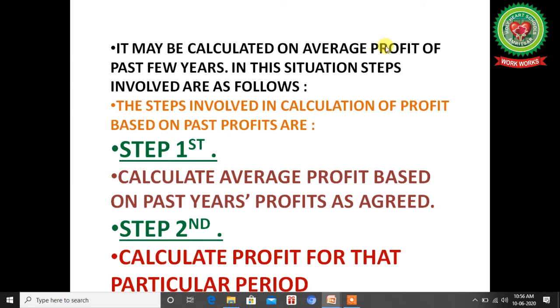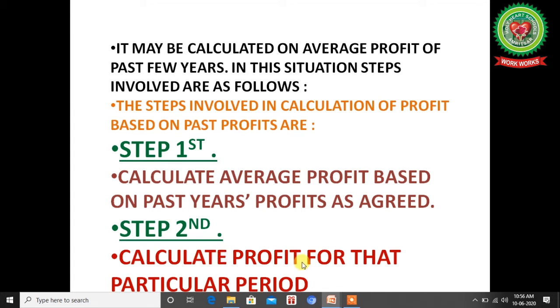It may also be calculated on the average profit of the past few years. In this situation, the steps involved in the calculation of profit based on the past profits are as follows. The first step is to calculate the average profit based on the past years' profit. First of all, calculate the average profit.